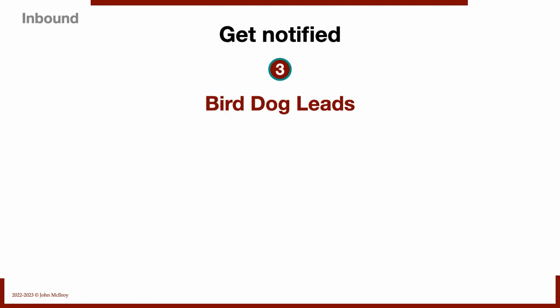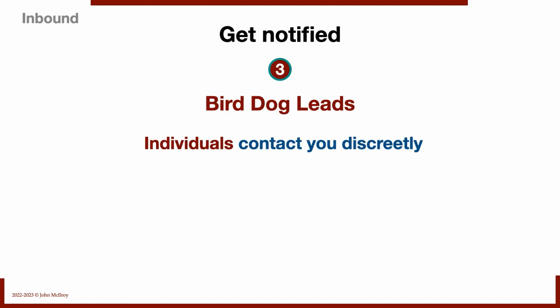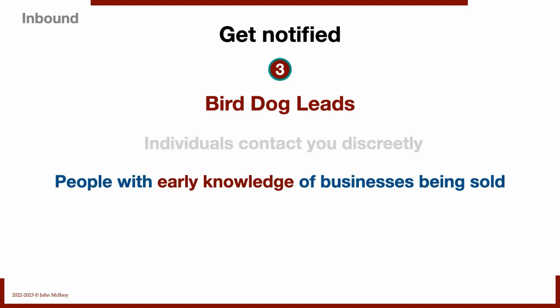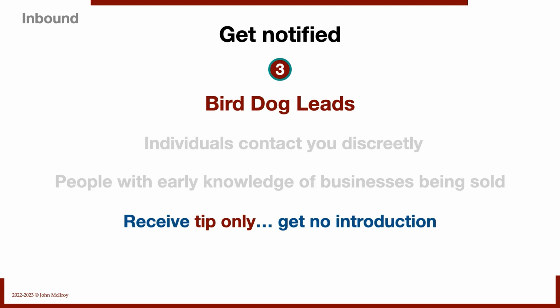And the third one are bird dog leads, where individuals contact you discreetly. These are people with early knowledge of businesses being sold. And you're going to receive a tip only. There's no introduction in this case. But if you get the right person, it can be extremely effective.